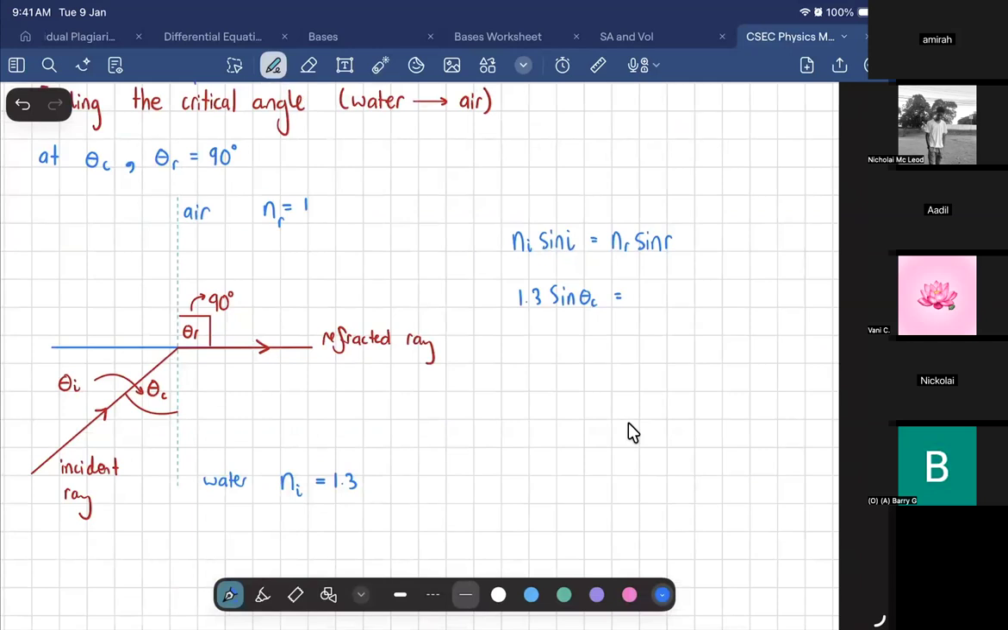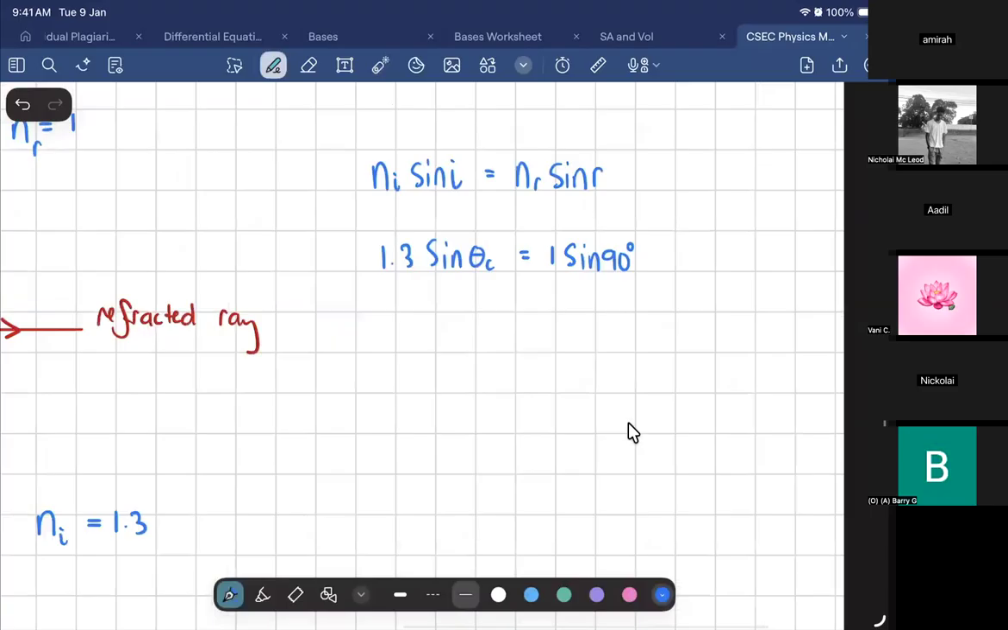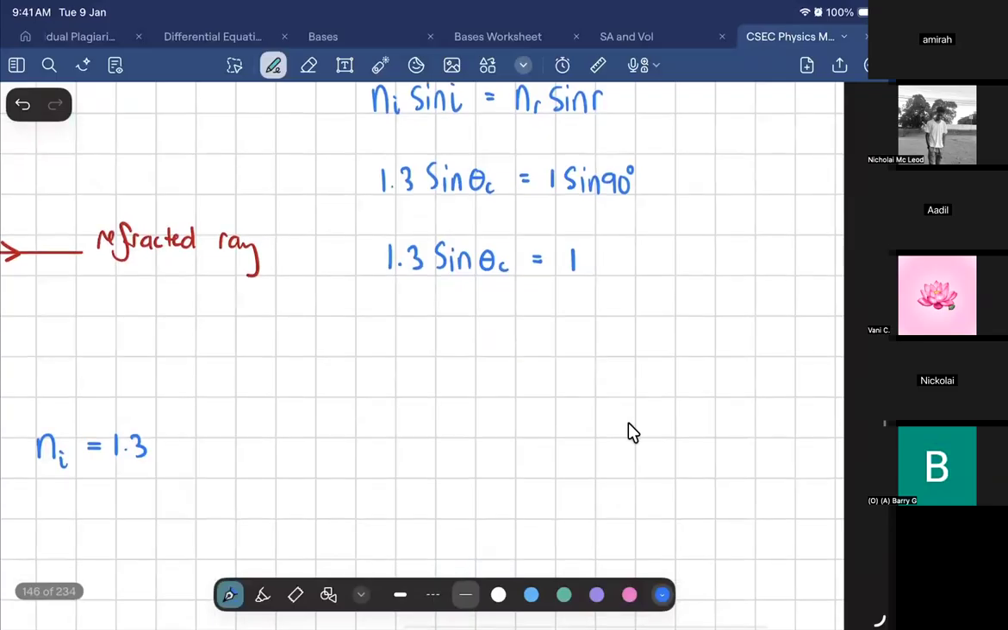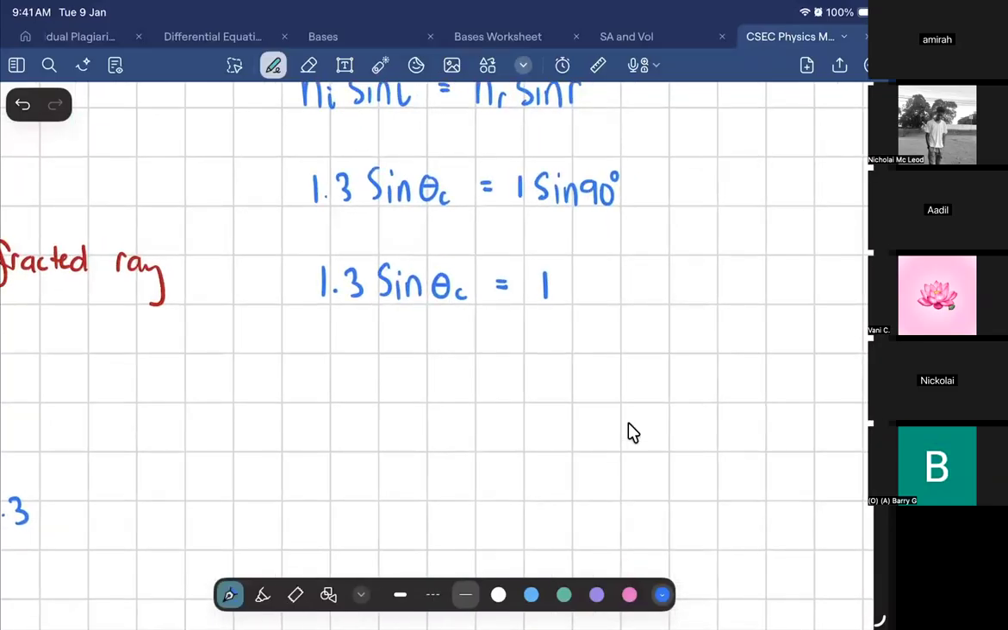That will be equal to 1 sine 90 degrees. Before we do anything, let's just simplify. What is 1 sine 90? It's just 1. Amira, check in the calculator. 1 sine 90. Yes, that would just be 1. Now you have to be very careful here. Very, very careful. This is just maths at this point.